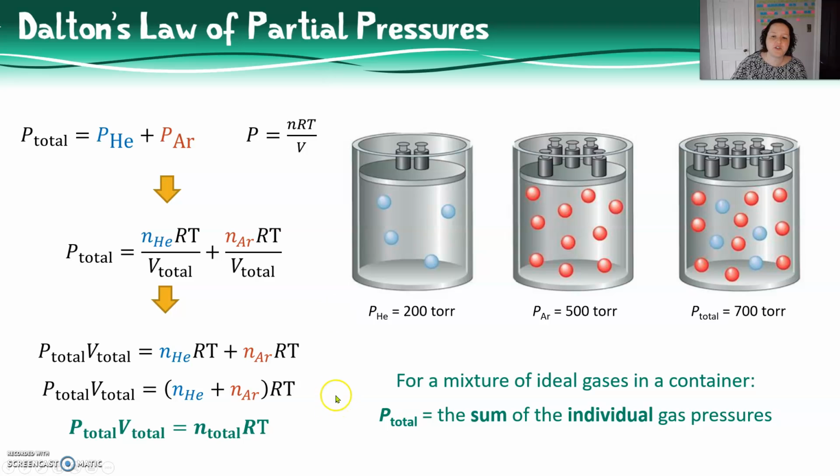Now, what this derivation shows is that the total pressure of a mixture can be determined by adding together the partial pressures of the individual gases if they are known or they can be calculated from the ideal gas law. Or the total pressure can be determined by adding together the moles of each gas to determine the total moles of gas, and then just using this value in the ideal gas law to calculate the total pressure.